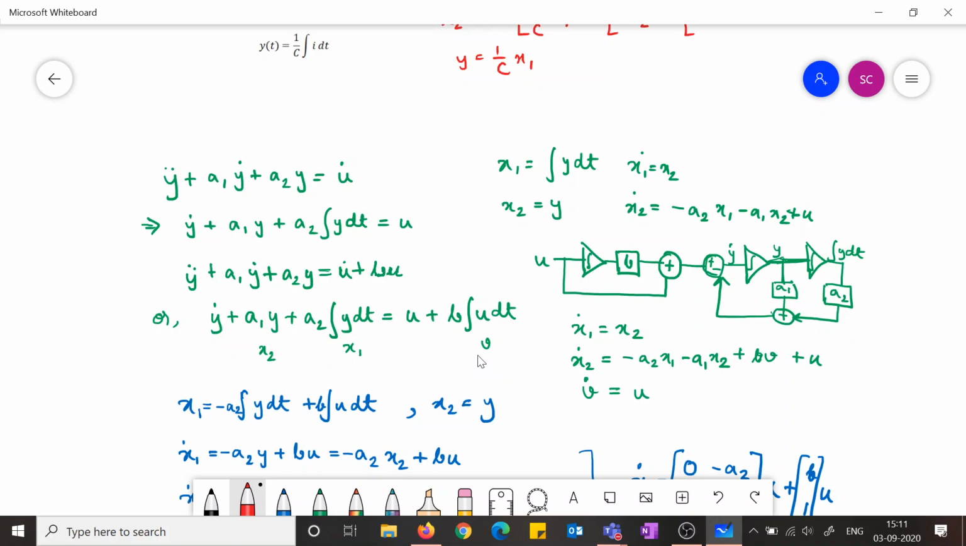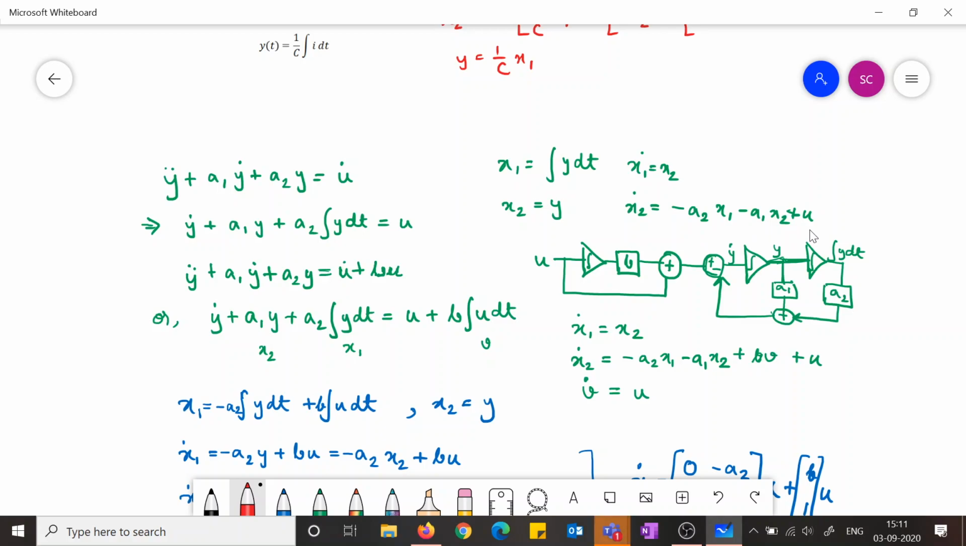Perhaps it is a state variable. I am not directly commenting on that. Suppose it is some variable, and we would have simply v dot equals u. This equation we will get. And the other thing that I defined, the integration of y dt, I defined as x1 and y as x2.